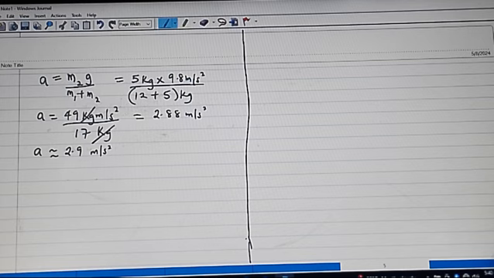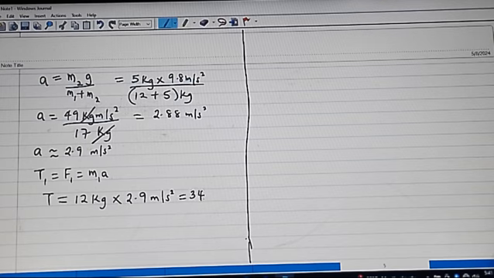Then we have to also calculate the tension in the string. The tension in the string will be given by, remember we said T1 is F1, which is this. That's the tension in the string. So our tension will be equal to M1, which is 12 kg, times A, which is 2.9 meters per second squared. That gives us around 34.8 Newtons. So our tension T is equivalent to 34.8 Newtons.